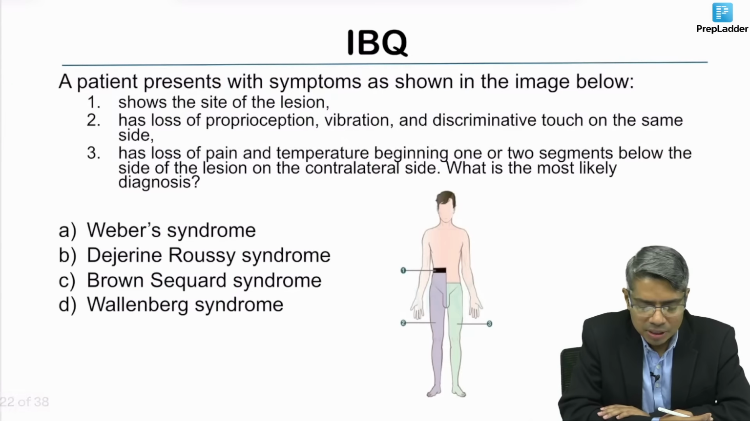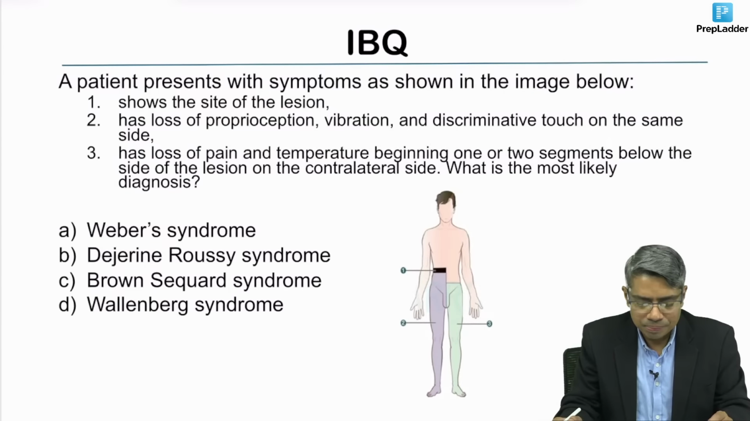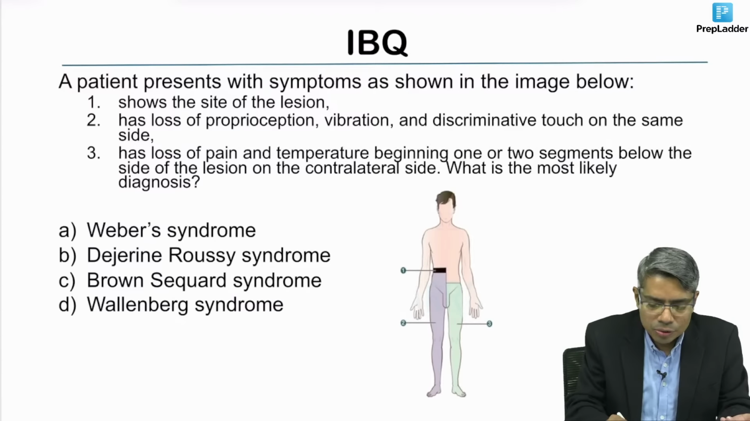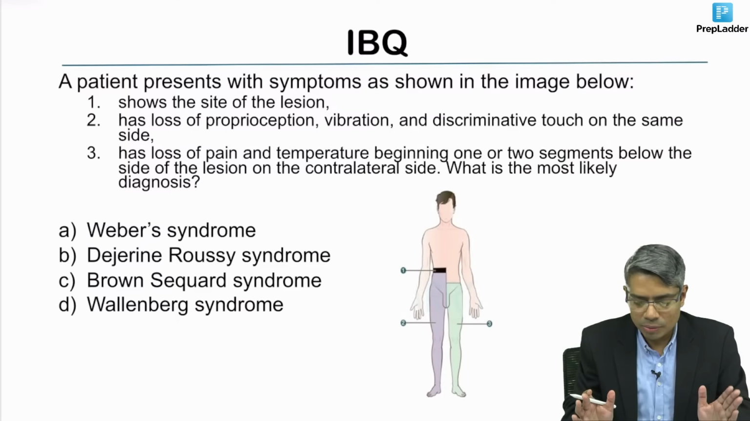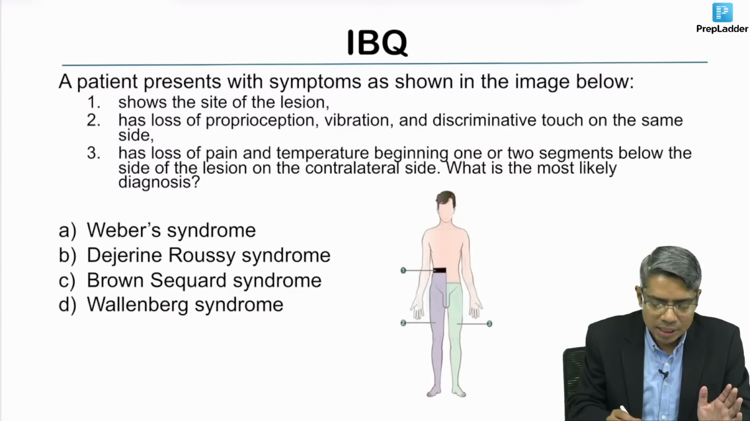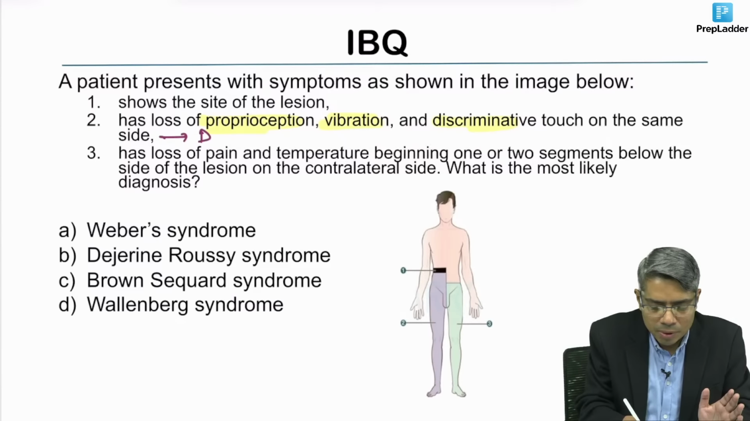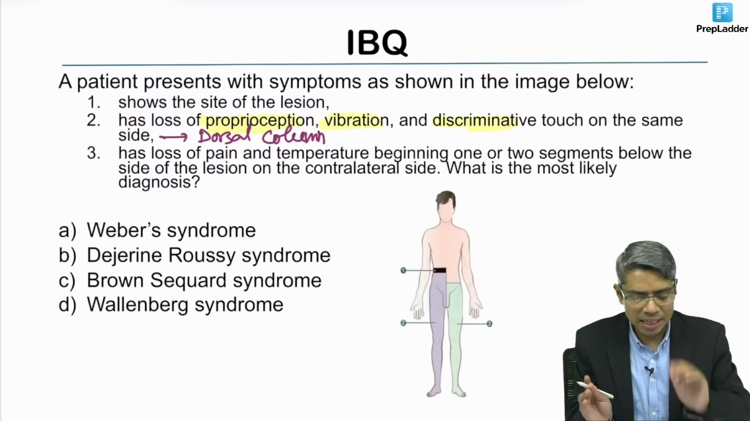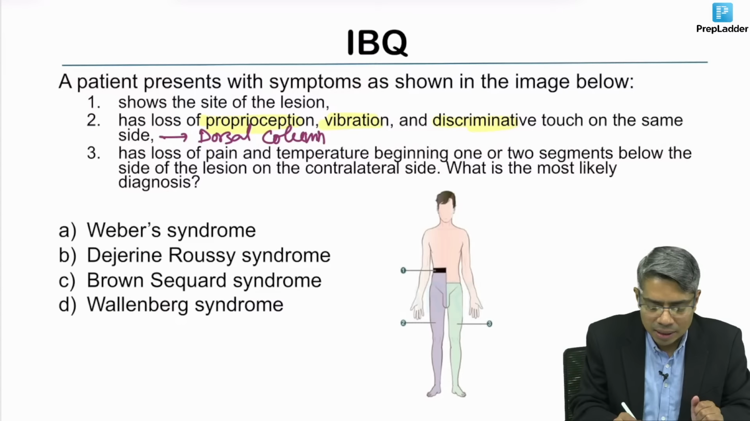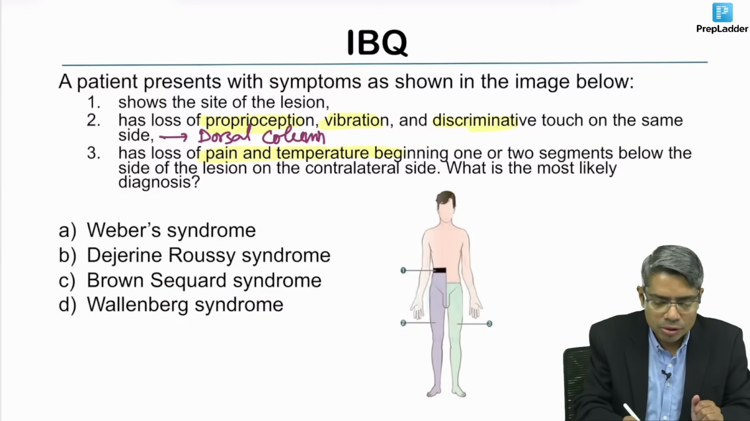Next question: a patient presented with symptoms as shown in the image below. This is a repeat question. All of you know that A is the site of lesion. Because of the lesion in half of the spinal cord, there is loss of proprioception, vibration, and discrimination, meaning this is the loss of dorsal column sensation. So, dorsal column sensation is lost on the same side, and pain and temperature are lost on the contralateral side.